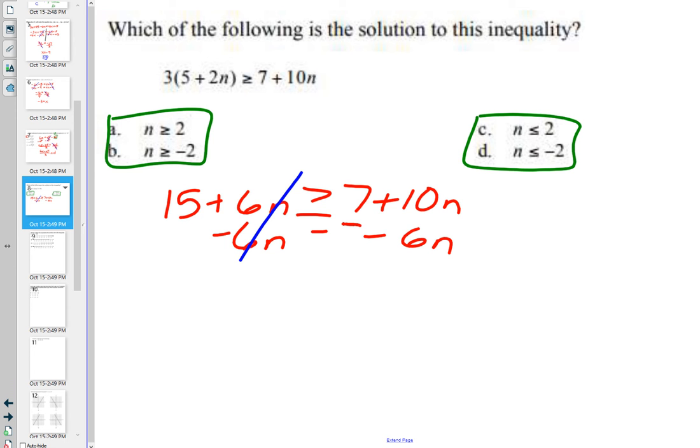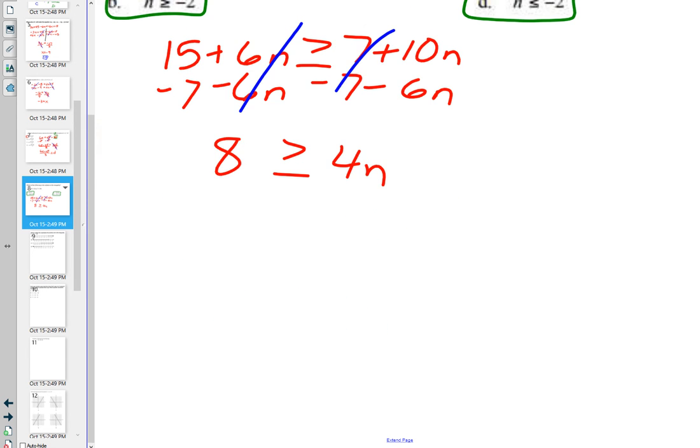Good. -7, -7. So 8 is greater than or equal to 4n. Again, Hiram's favorite thing is dividing by 4. And you get 2 is greater than or equal to n.